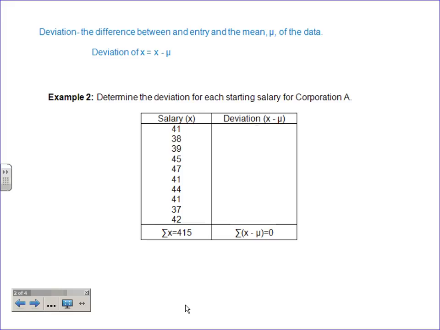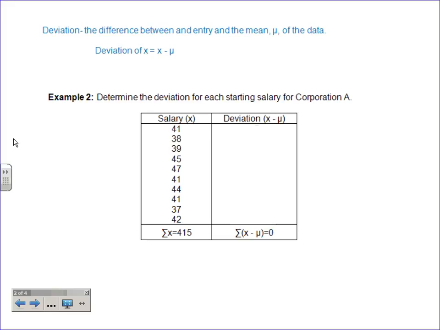So deviation. I didn't expect you to know this one. So the difference between an entry and the mean mu of the data. And again, this is of a population, is what we're talking about here. Difference between an entry and the mean mu. Obviously, if it was a sample, we'd say the difference between the entry and the mean x bar. And as you see there, basically it's just x minus mu. That's all deviation is.